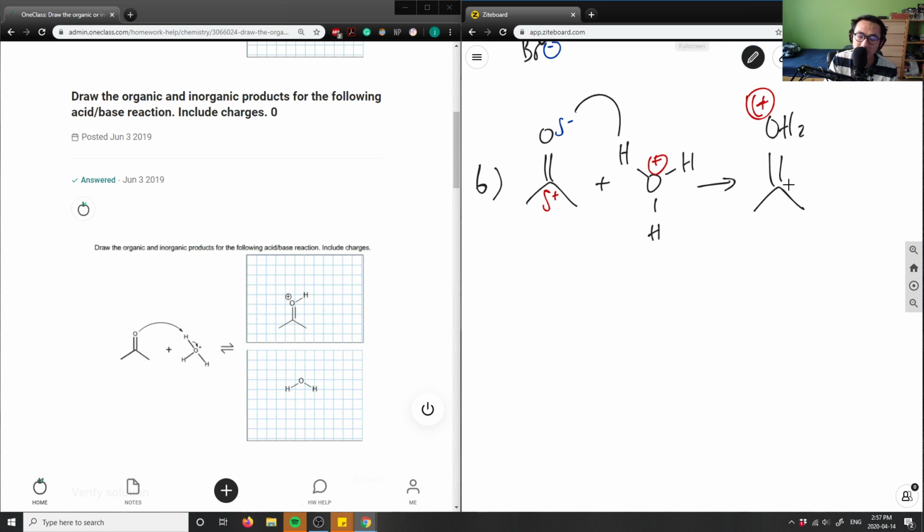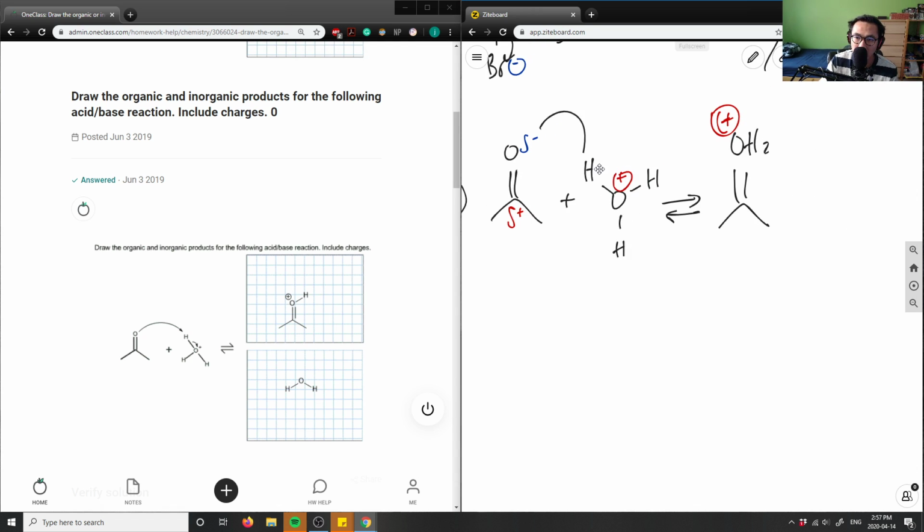This is not stable, because this group is not stable here. And because I took one of the hydrogens here, I just get H2O. So that's going to be my solution for this problem here.